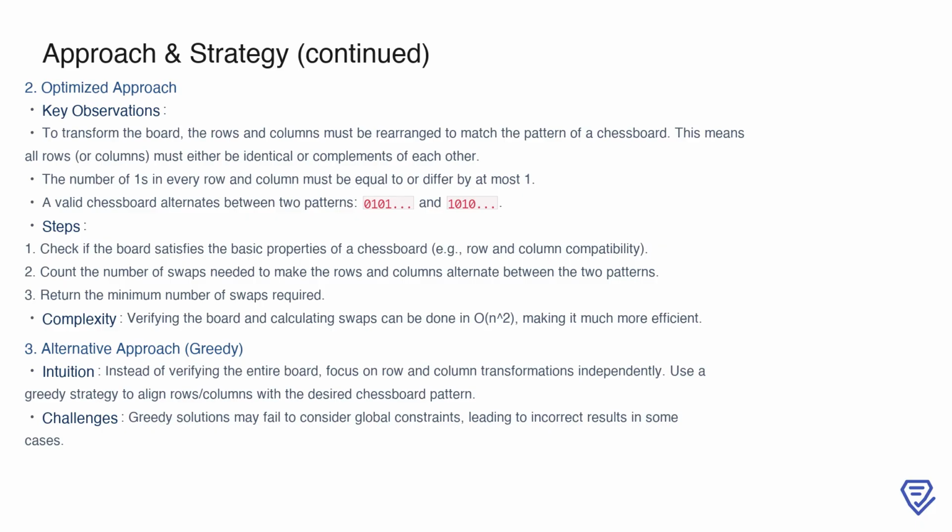The efficiency of this method lies in its time complexity of n squared, which makes it scalable even for larger matrices. An alternative we might consider is a greedy approach, where we focus on transforming rows and columns independently to align with the desired pattern. However, this can fail when global constraints, such as interdependencies between rows and columns, are ignored. This highlights why the optimized approach is more robust.